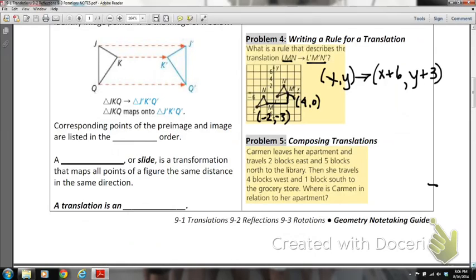You can check your other points. You can check L to L prime and N to N prime, and just double check your translation rule to see that that works for all of your points.